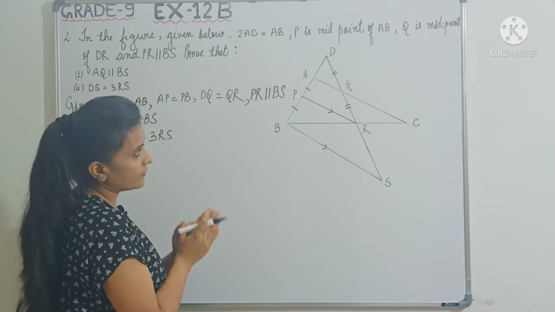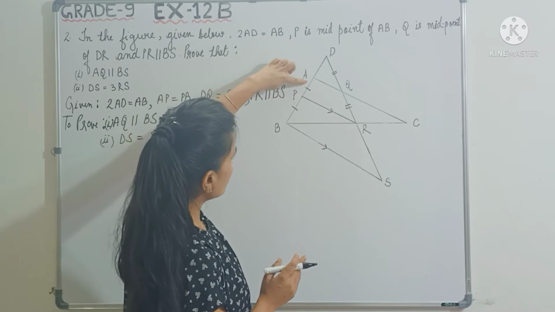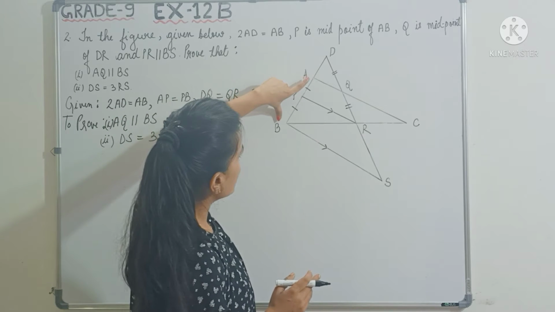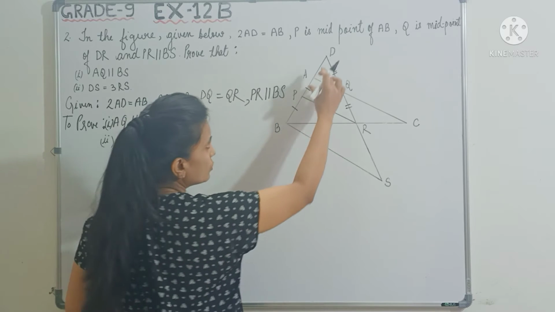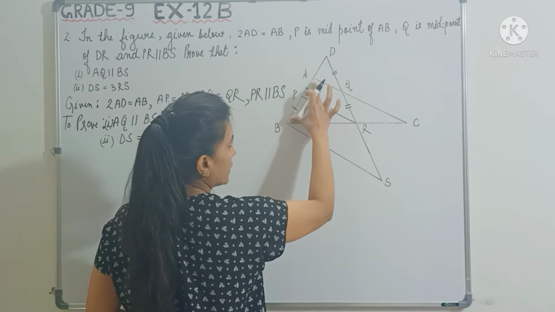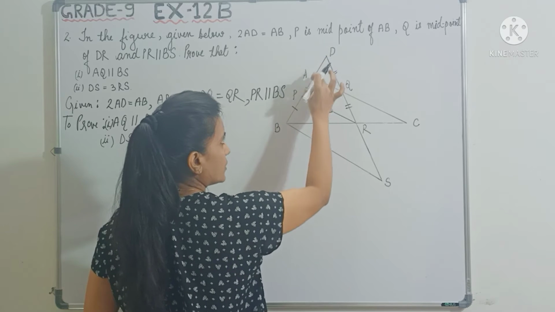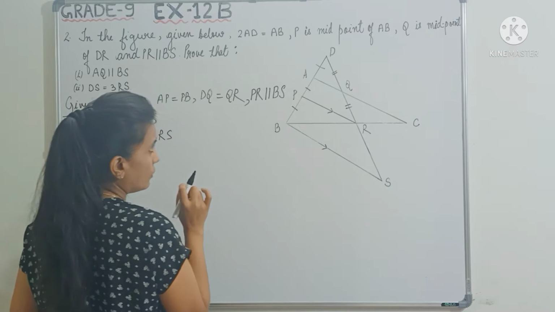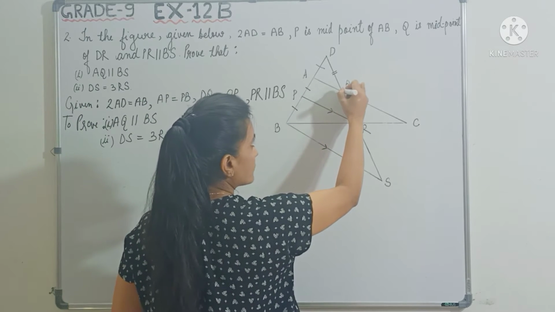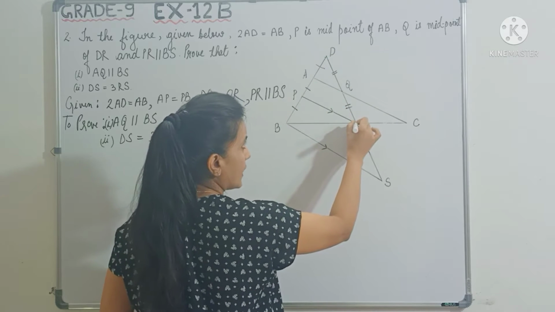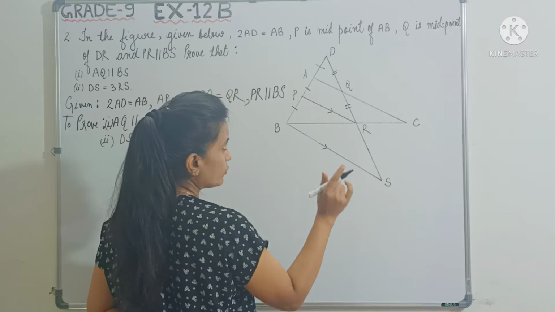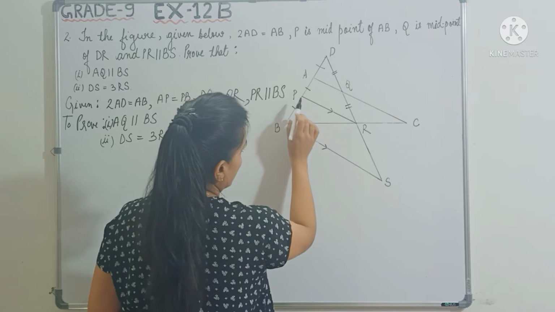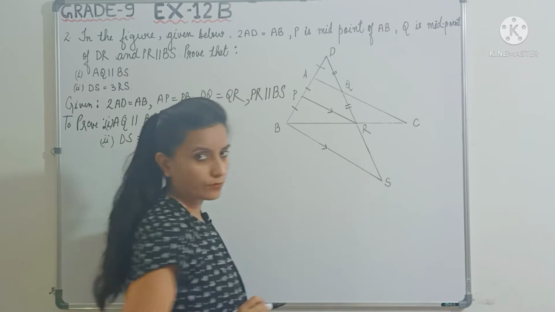Then only you will get the direction to think about the question, right? So first observe what is given. It says that P is the midpoint of AB and 2AD is equal to AB. So can I say that these three are equal to each other? What else? Q is the midpoint of DR, correct? And I have to show that AQ is parallel to BS.